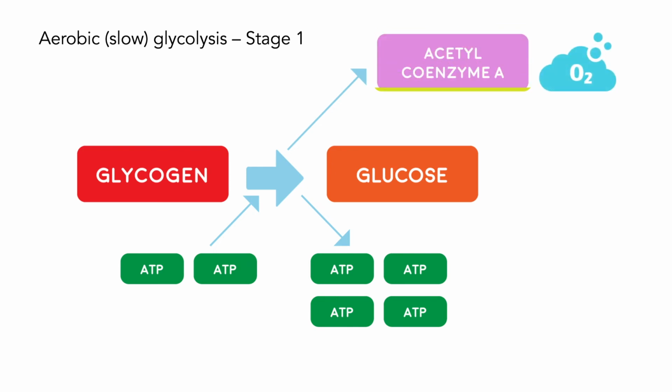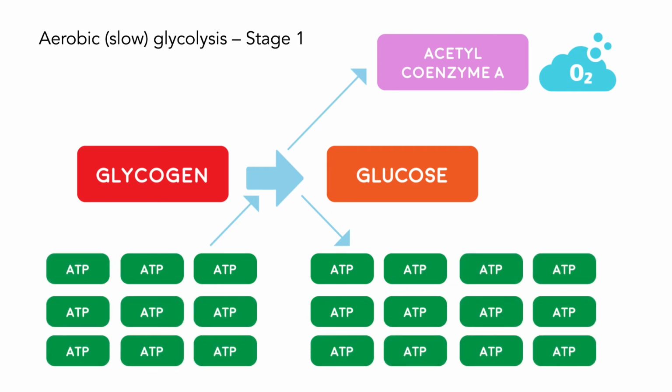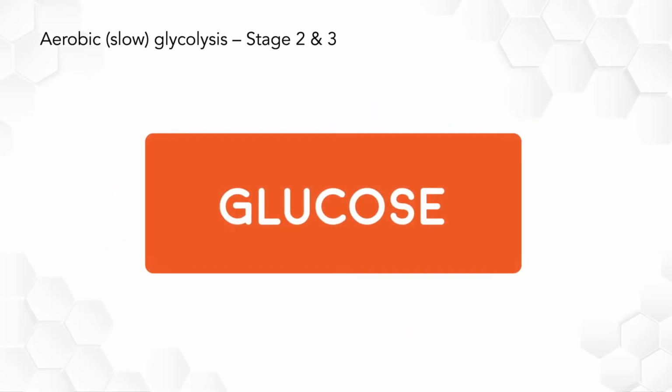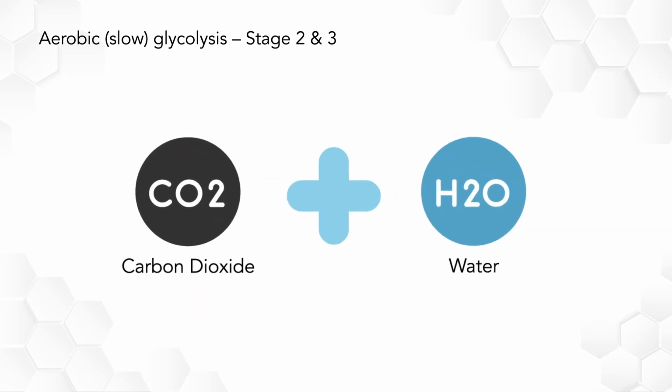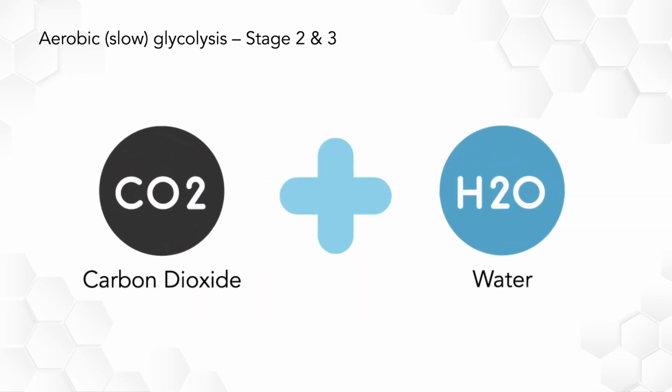Pyruvate is created as the end product of the breakdown of glucose, but as oxygen is present, pyruvate is converted into a substance called acetyl coenzyme A. Acetyl coenzyme A can then be synthesized in the 2nd and 3rd stages of the aerobic system to create more ATP. The 2nd and 3rd stages of the aerobic energy system continue the breakdown of glucose that was started by aerobic glycolysis and result in the formation of the byproducts carbon dioxide, CO2, and water, H2O, and the synthesis of more ATP.